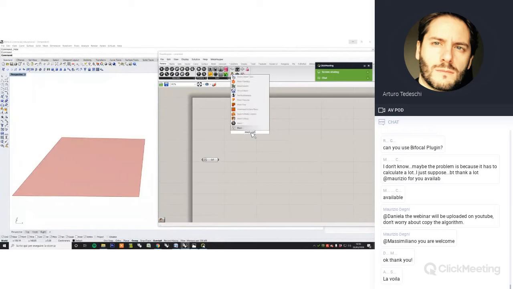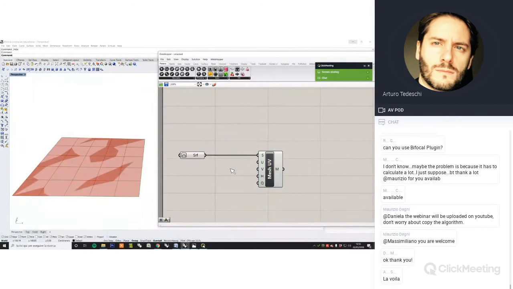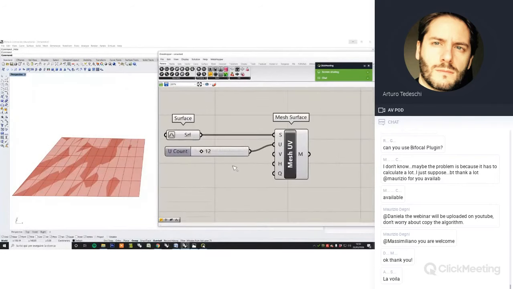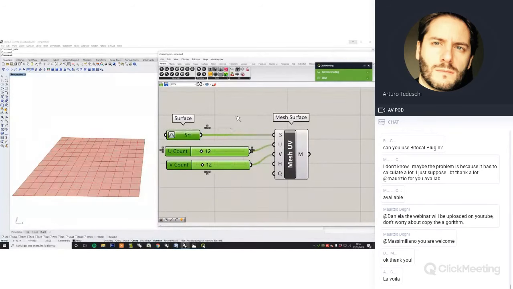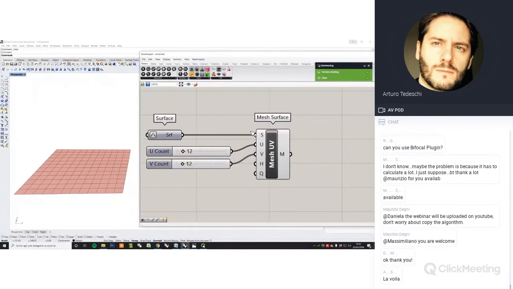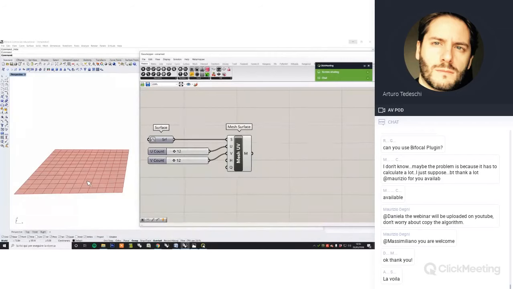We can use, for example, the mesh surface component. I connect this one here. And let me divide, for example, in 12. Let me use bifocals. Okay. So mesh surface. So we converted a surface into a mesh, and now we need to extract the mesh vertices and edges.